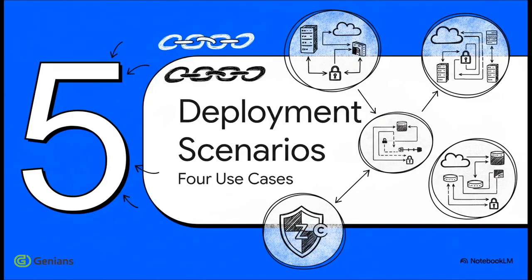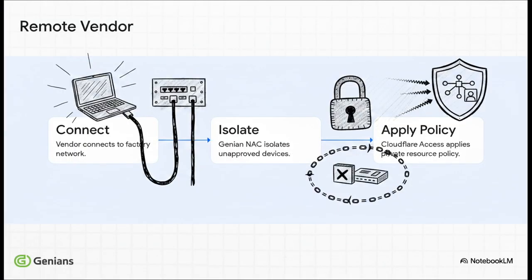Section 5, 4 deployment scenarios. Let's make this concrete and walk through exactly how this integration plays out step by step. Scenario 1, remote vendor access and manufacturing. Now, Cloudflare is already fantastic at securing the remote session when a vendor logs into a jump server. But what if that vendor shows up on site and plugs their laptop right into the factory switch? Well, Genian controls that physical connection. It spots the device at Layer 2, isolates it if it's unapproved, and then Cloudflare Access seamlessly continues to apply its private resource policy to the approved devices. Zero gap between remote access and physical access.